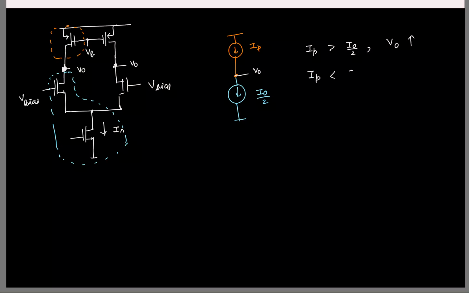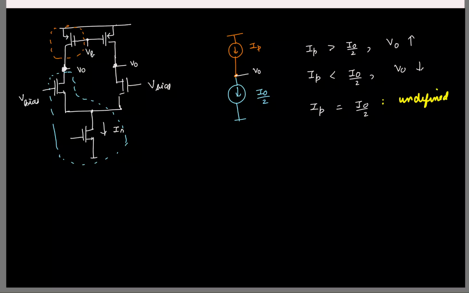I'll have a similar scenario: if IP is less than I0 by 2, then V0 will keep dropping continuously and go to ground. And let's say even magically if I set this bias voltage so that IP is equal to I0 by 2, then can you say what this voltage is? Even then I cannot say. I just know these two currents are equal, so this voltage is not going to increase or decrease. It is going to be constant. But what that voltage is, I cannot say, right? So even in this case, it's going to be undefined. I'll just write it like this.